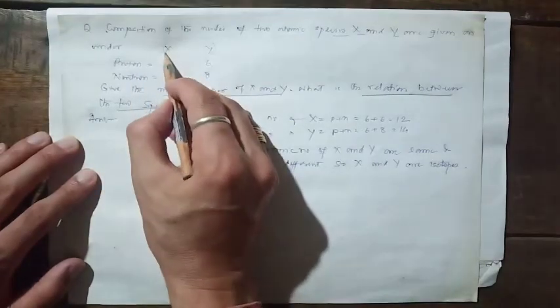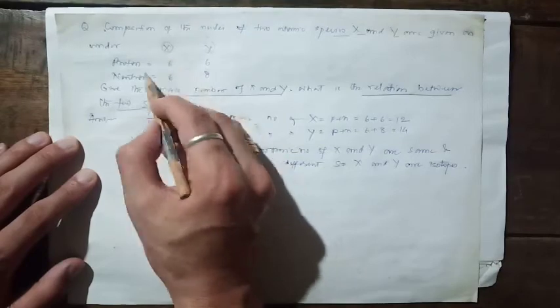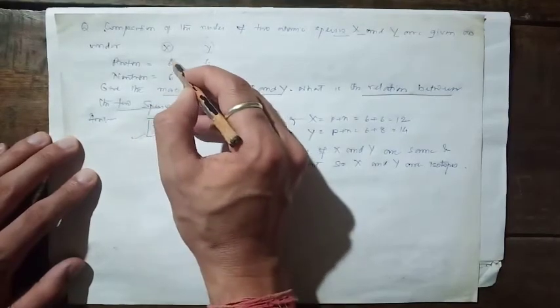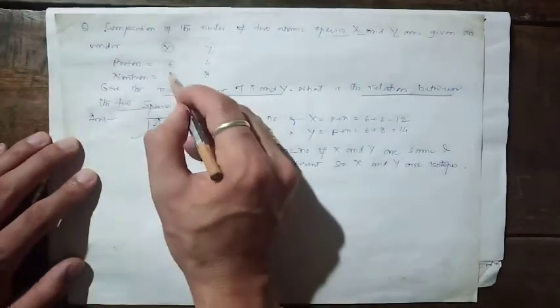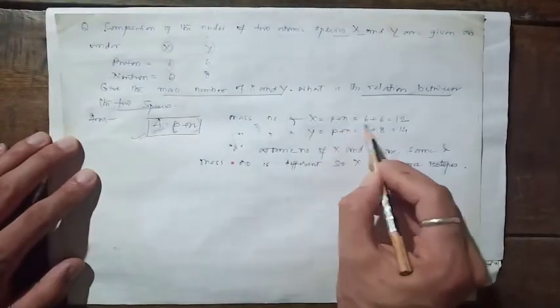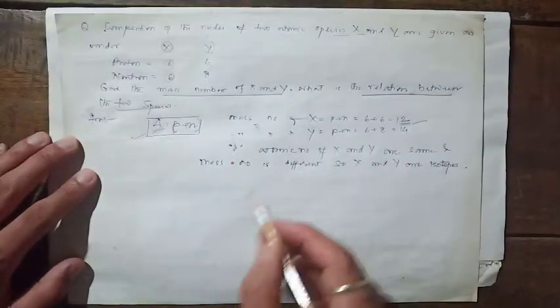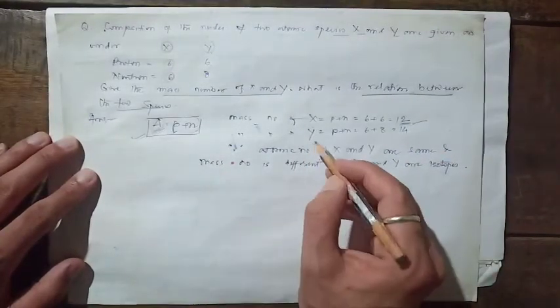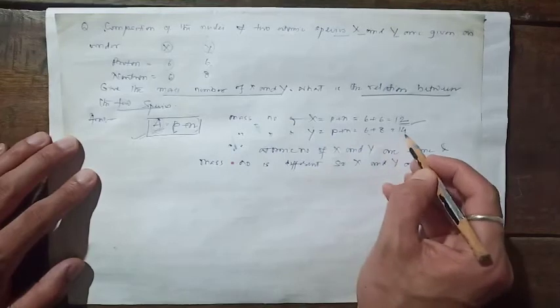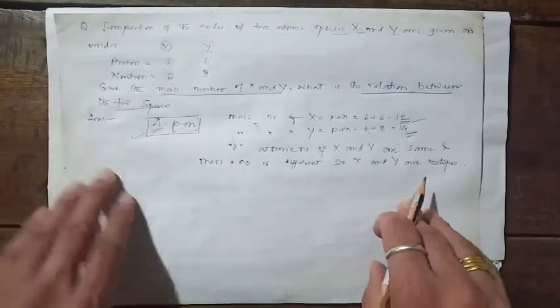If I want to calculate the mass number of X, I must know the number of protons in X and number of neutrons in X. So I know the number of protons is 6, number of neutrons is also 6. So the mass number of X is protons plus neutrons, which is 6 plus 6 equals 12. So that's the mass number of X. Now Y: protons plus neutrons, 6 plus 8 equals 14. That's the mass number of Y.